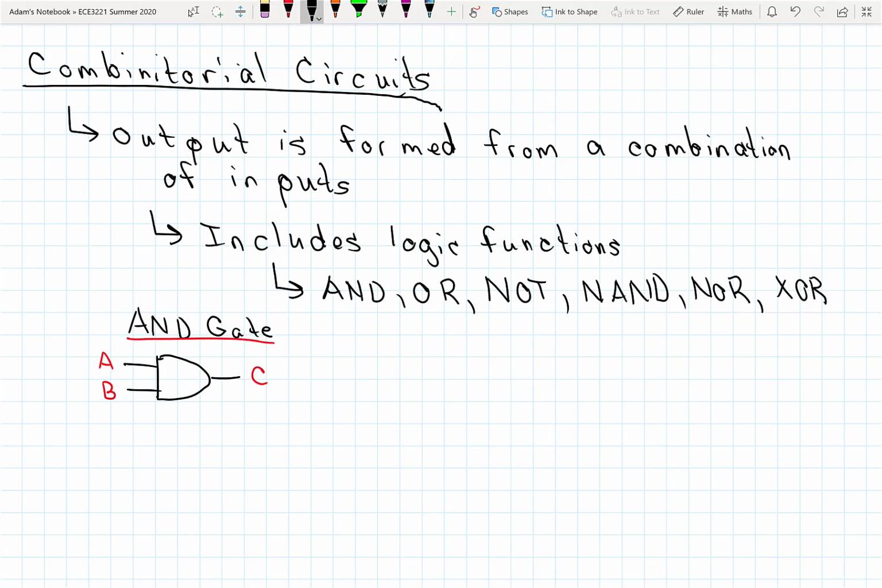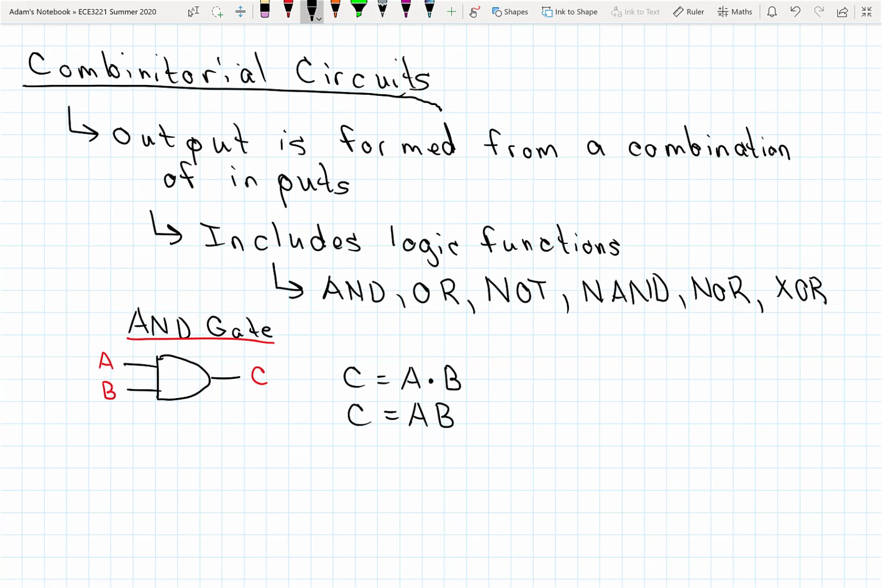Okay, and our logic is that the output is A AND B, and that dot there is signifying an AND operation. Sometimes when we write our Boolean logic, we just leave the dot out and just show an AND operation like this.